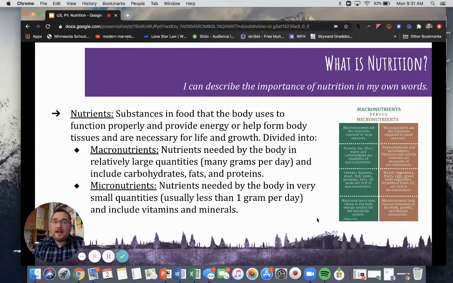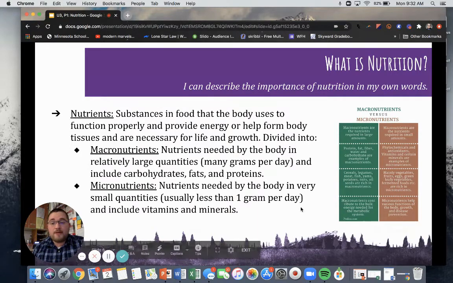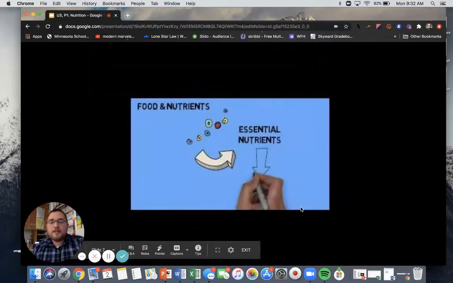So an example of a macronutrient would be carbohydrates. 60% of our diet, in fact, is carbohydrates, or should be if you are a healthy person. Micronutrients, on the other hand, are items such as vitamins and minerals that are required. Still, they're very important, but they're needed in smaller amounts.